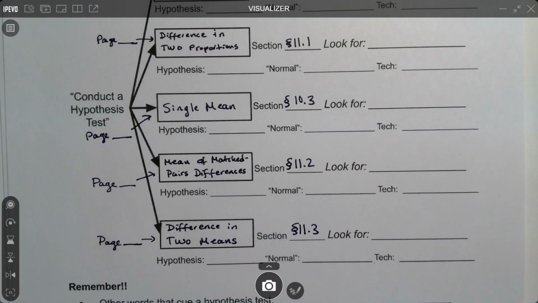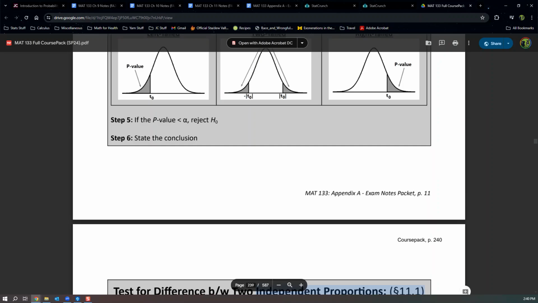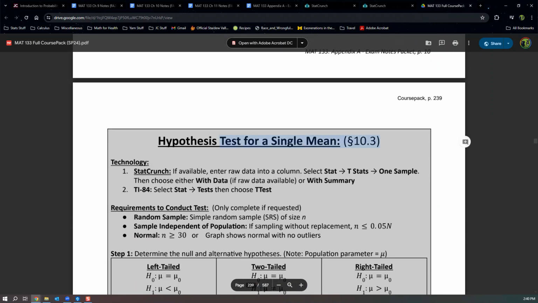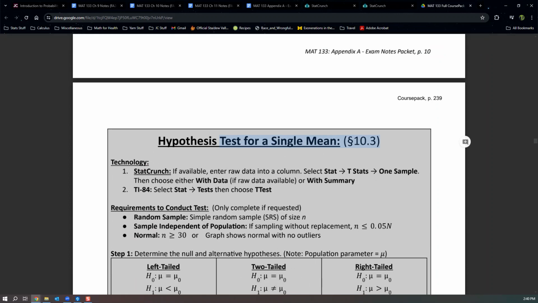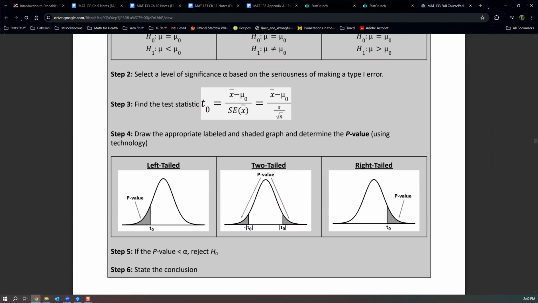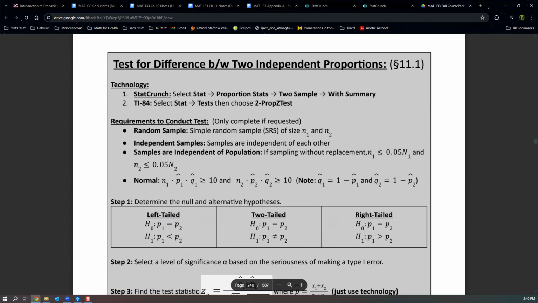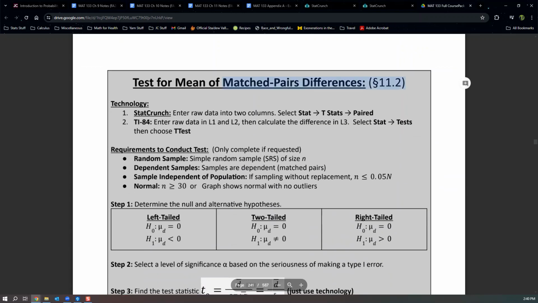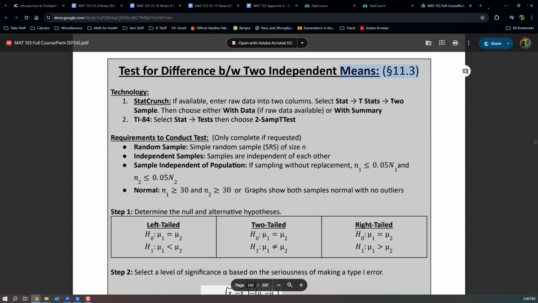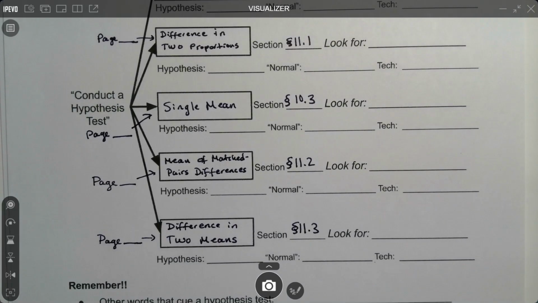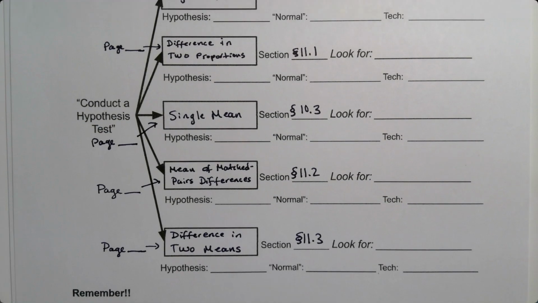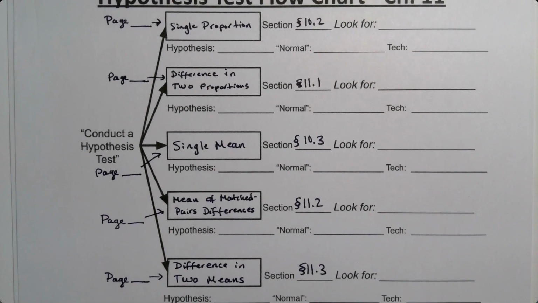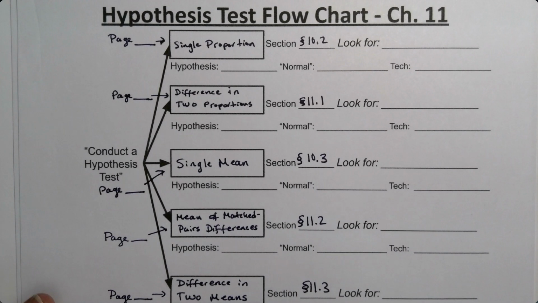And it'll say the titles right on the exam notes packet. So the single mean is right here, that's 10.3. Again, for me, it's currently page 239, but where it is for you, you have to look at your exam notes packet to find out. And then here's section 11.2, and here's section 11.3. It should be the last page of the exam notes packet. All right. Now, how are they different? Well, they're all very different.